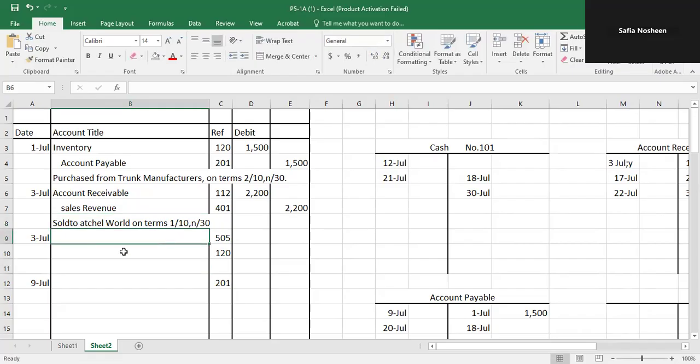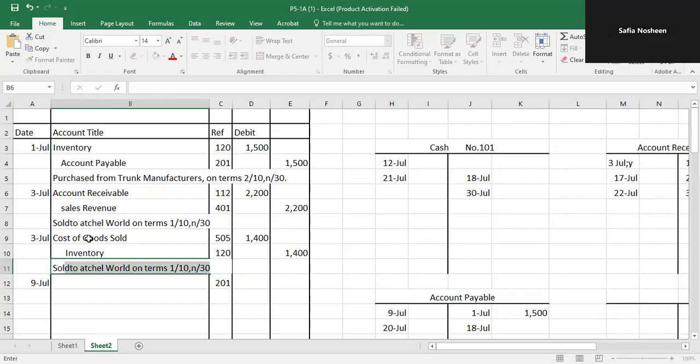And the second transaction will be to record the cost of goods sold, 1400. As our inventory is going down, we are selling our inventory. Inventory is going out of the stock. So inventory is decreasing, and a decrease in inventory is recorded on the credit side. To record cost of goods sold.